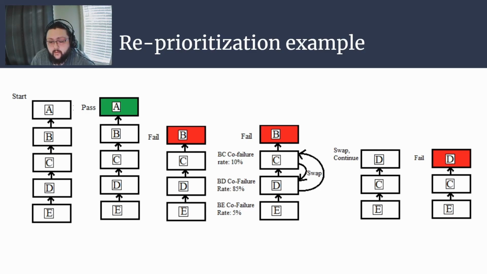After D fails, you would again find the co-failure rates and reorder. This reordering process doesn't take very long because you keep a chart of all the co-failure rates. So you would look up D and then find C and E. This is actually a fairly fast process.